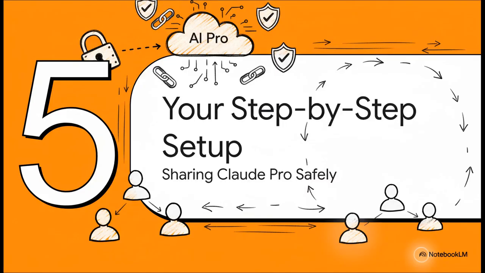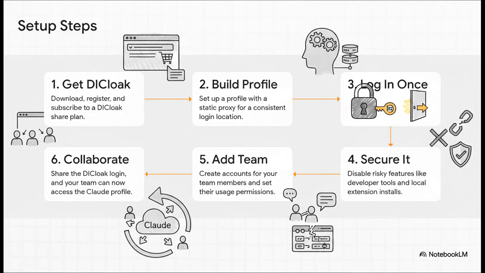Okay, so you get the what and the why. Now let's get into the how. I'm going to walk you through the exact steps to get this set up safely and securely. It looks like a lot, but it's actually a really straightforward process. First, you get the browser and sign up. Then you create a dedicated profile for your Claude account. Now this part's crucial. You use what's called a static proxy. That just means it creates a fixed digital address, so it always looks like you're logging in from the same spot. You log into Claude just one time inside that profile.